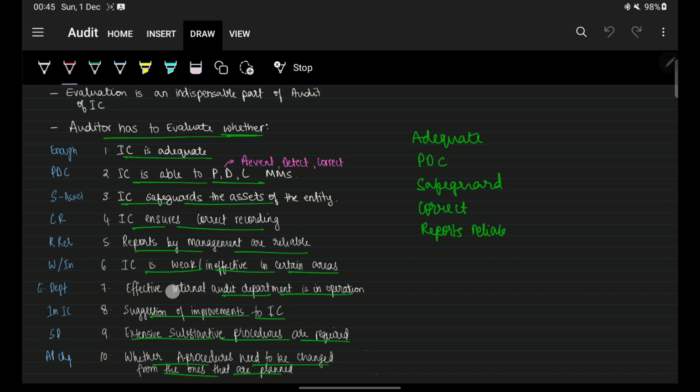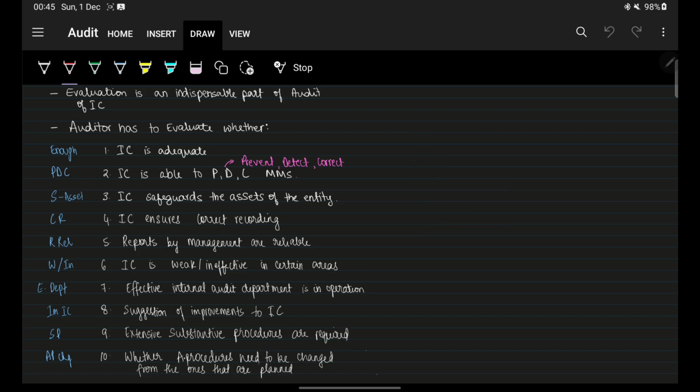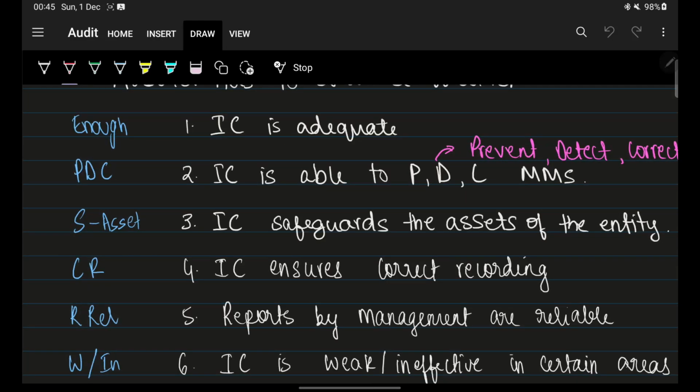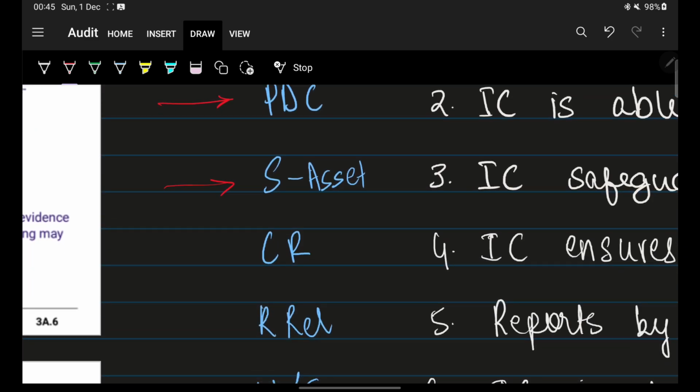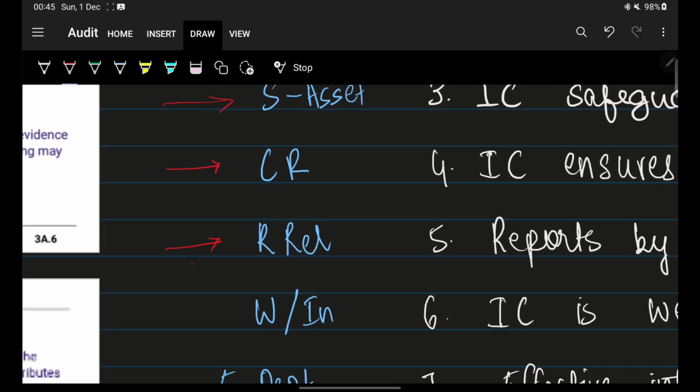Okay, just zoom into these single ones. Firstly you have to ensure whether the internal control is enough, whether internal control is capable of preventing, detecting and correcting, whether the internal control is safeguarding the assets. Okay, what was CR, right? Whether the IC is ensuring correct recording, whether management reports are reliable, right?